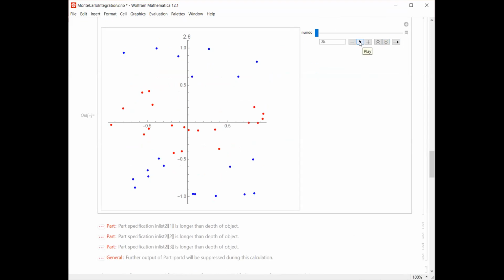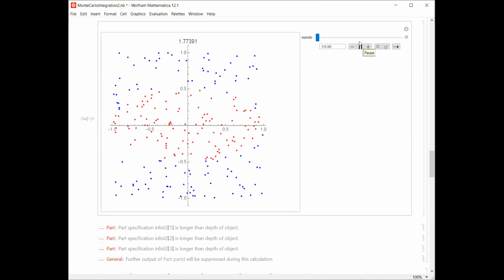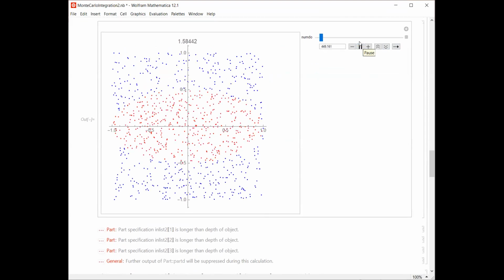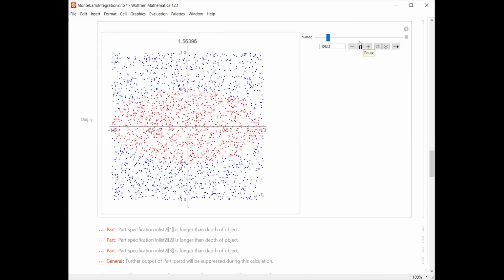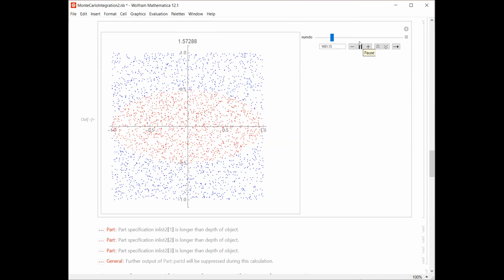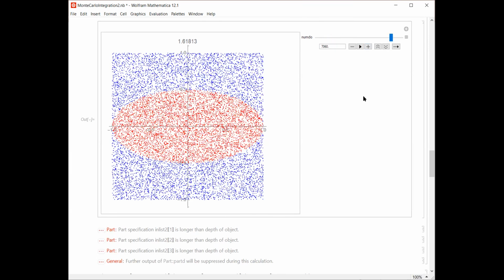So again, with 20 points, it's really not clear what's going on. But as we start adding more and more points, the figure starts to emerge. And at this point, it's looking a lot like an ellipse. And when I get to a huge number of points, I have about 1.61. And so the ellipse has a major axis of length 2, a minor axis of length 1. So A for this is going to be 1, B is going to be 1/2.